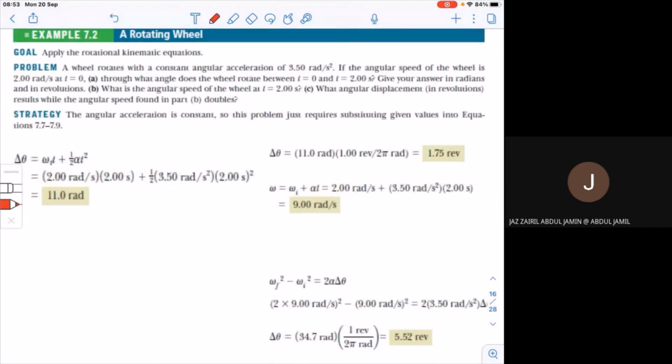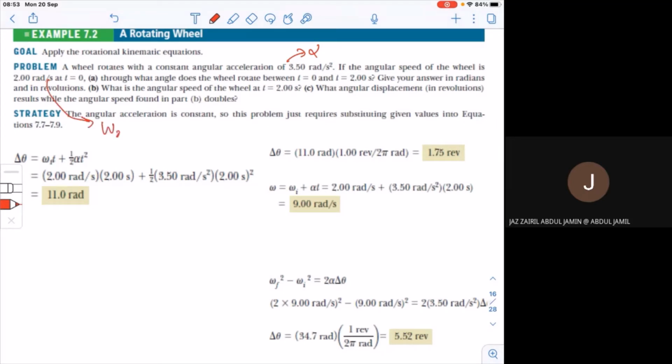A wheel rotates with a constant angular acceleration, and this one is taken from your textbook. Constant angular acceleration, this one is alpha. If the angular speed of the wheel is 2.2 radian per second, this one is omega naught, because at t equals 0, through what angle does the wheel rotate between t equals 0 and t equals 2 seconds? They want to find theta.